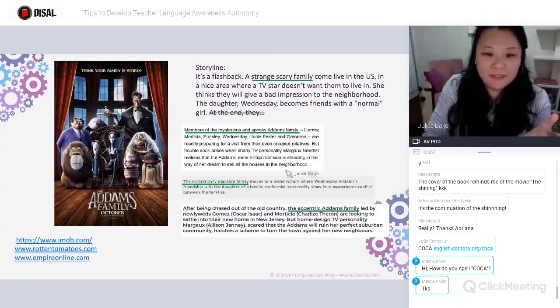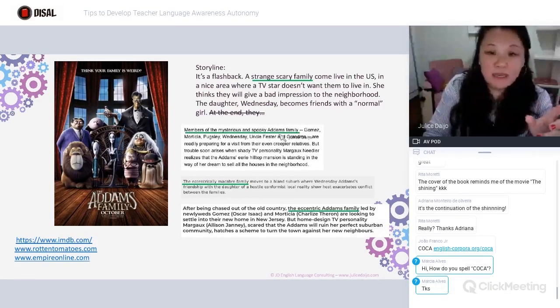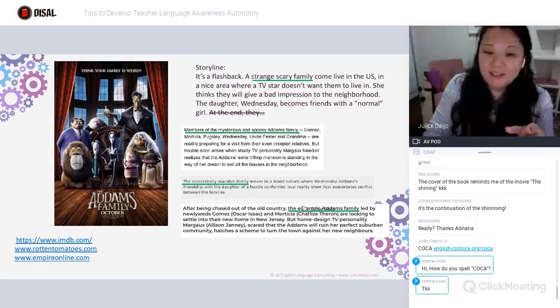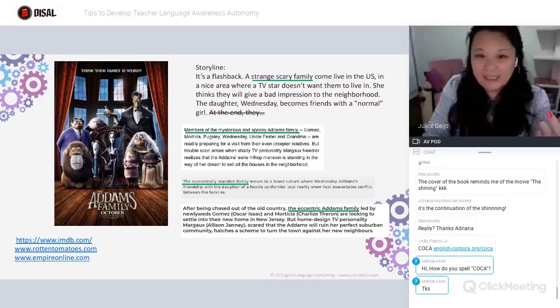Then we went online and we found three other summaries of the story. And look how interesting. This is how she described the family, a strange, scary family. And then in this first example, members of the mysterious and spooky Addams family. And here, the eccentrically macabre family. And here too. So interestingly, we can see "eccentric" would be a common adjective to define this kind of family, supposedly. Right. Next.